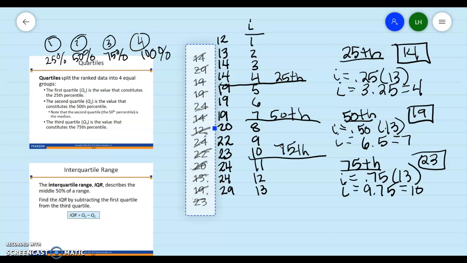Now notice that we have one section here. That's the first quartile, and then this is the second quartile, and this is the third, and this is the fourth. So it broke it up into 4 different, it made 4 quarters. So down here, this last one would be the 100th. All right.